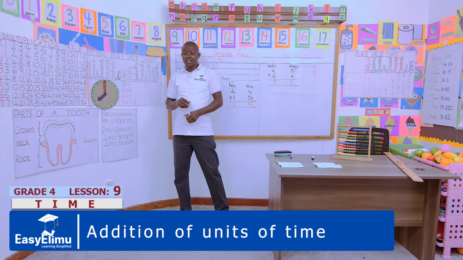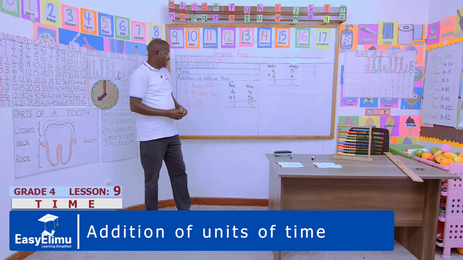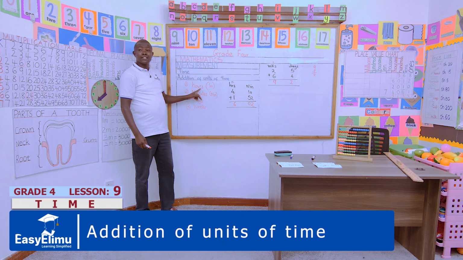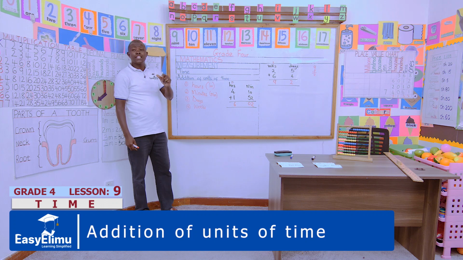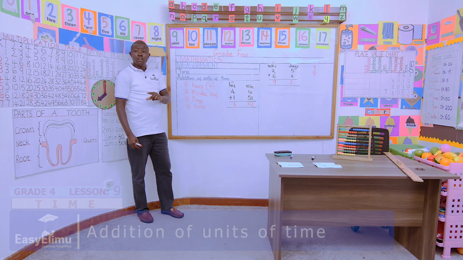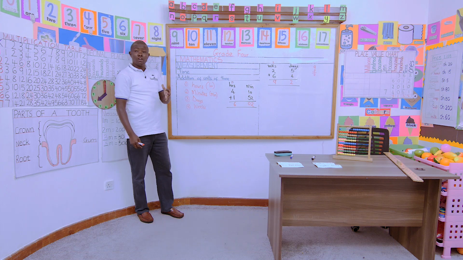Very important. How many minutes make 1 hour? We know they are 60 minutes. So whenever minutes go beyond 60, convert them to hours, because we have learned how to convert to hours. And then how many hours make up a day? We said 24 hours make up 1 day. So if hours go beyond 24, convert them to days, and you remain with hours.